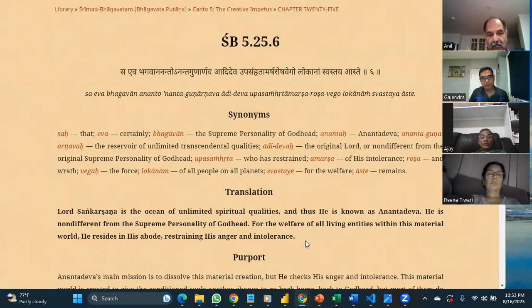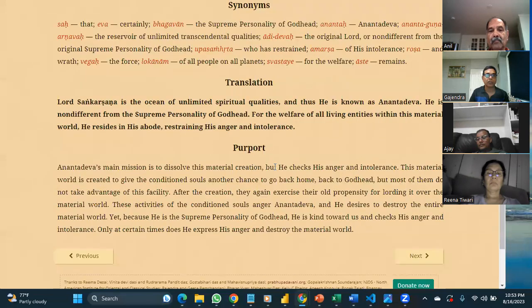Lord Sankarshan is the ocean of unlimited spiritual qualities, and thus he is known as Anantadev. He is not different from the Supreme Personality of Godhead. For the welfare of all living entities within their material world, he resides in his abode, restraining his anger and intolerance. Hare Krishna.